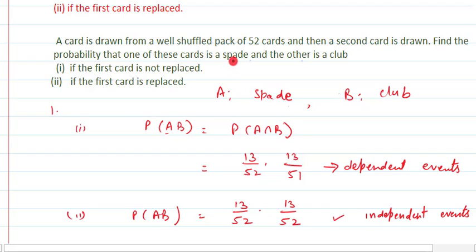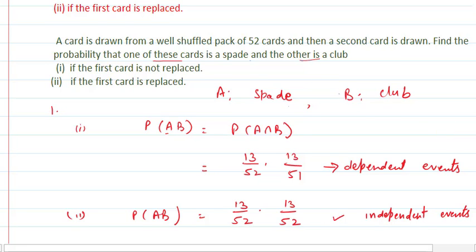Now let us have a look at the second example. A card is drawn from a well shuffled pack of 52 cards and then a second card is drawn. Questions are same up till here. Now in the second line we are getting: find the probability that one of these cards is a spade and the other is club. Have you observed some difference? In the previous case it was given that first is spade and second is club, but here it is written that one is spade and other is club.